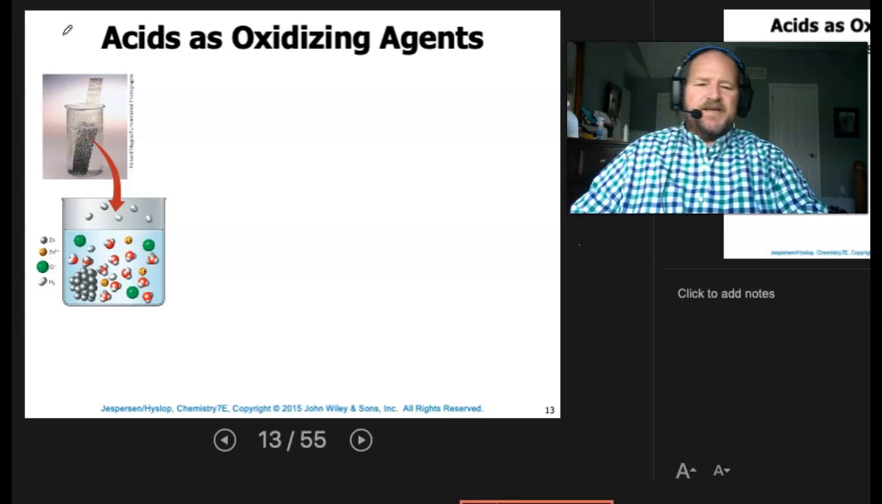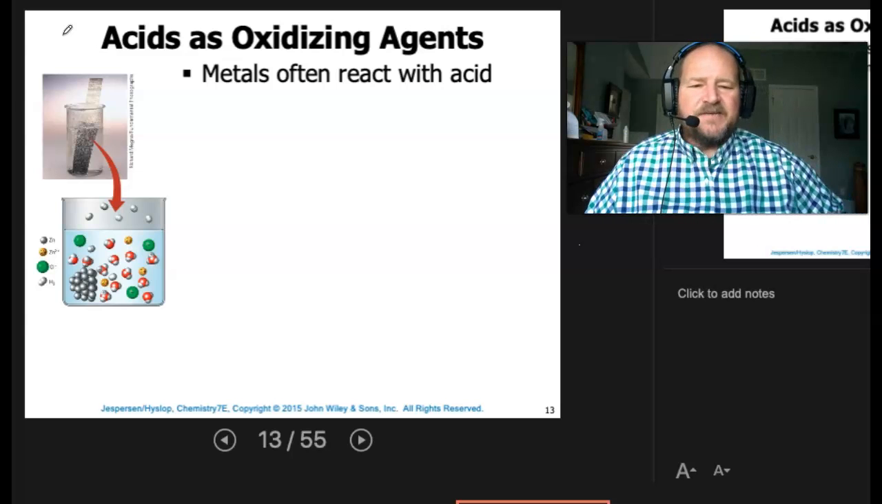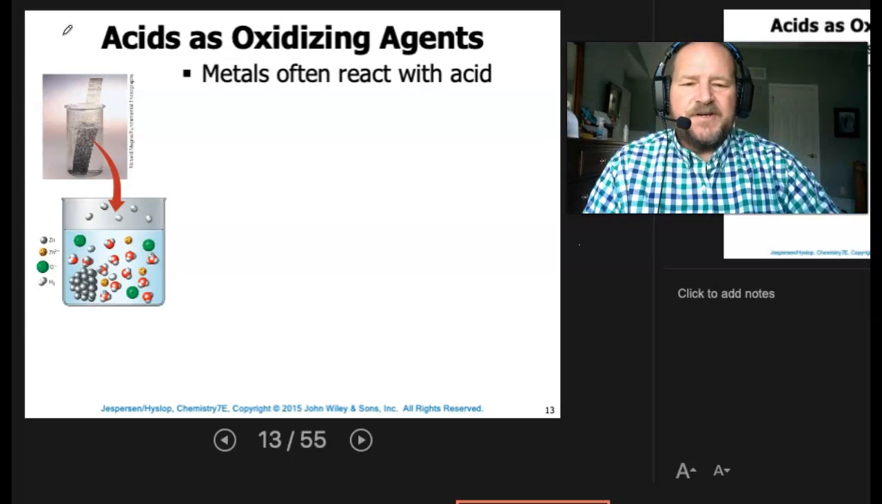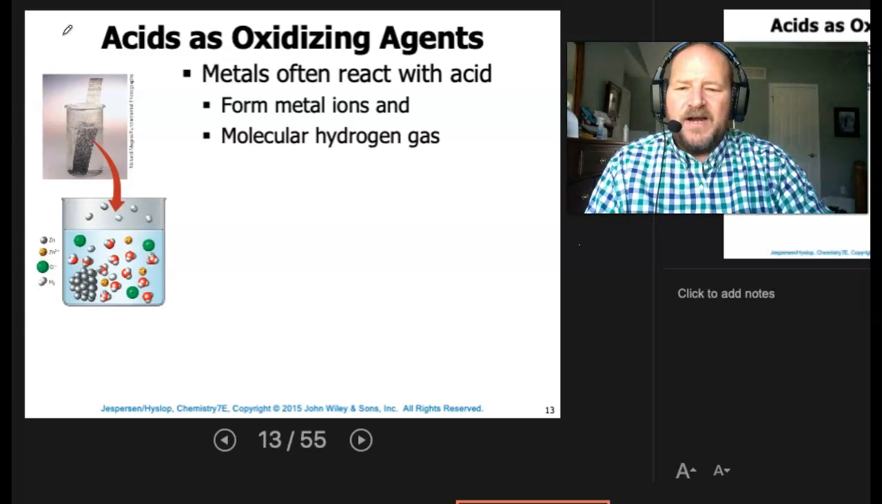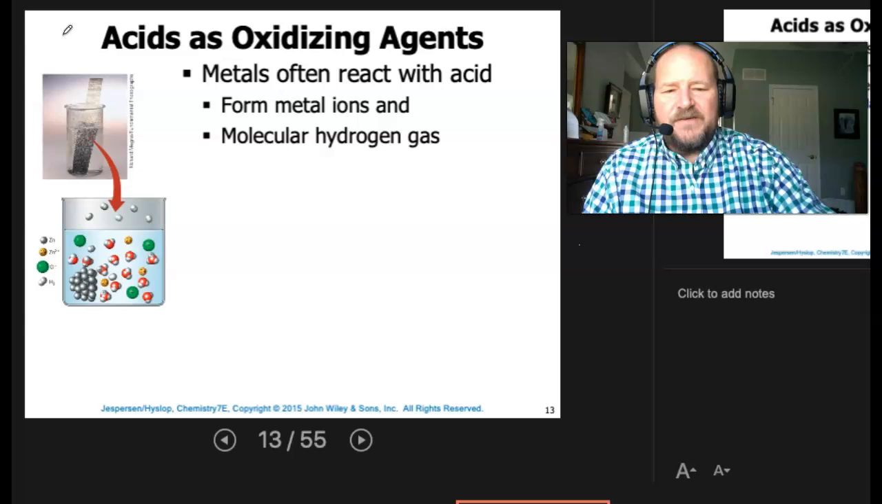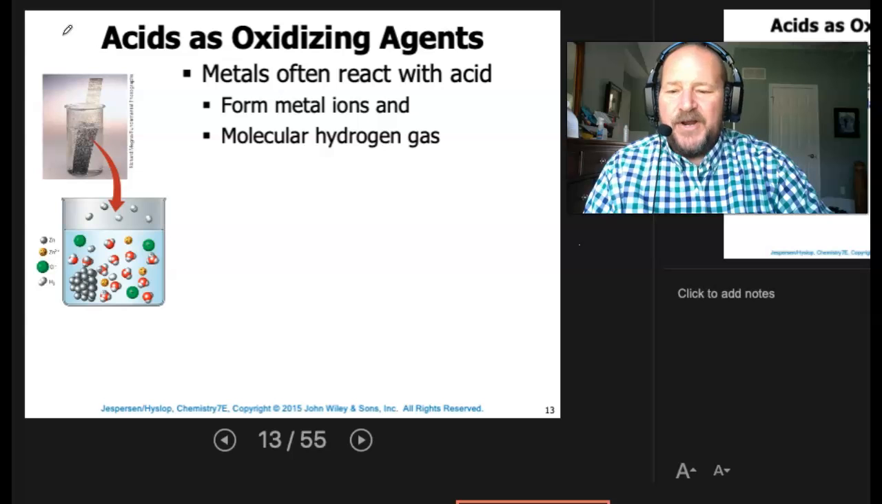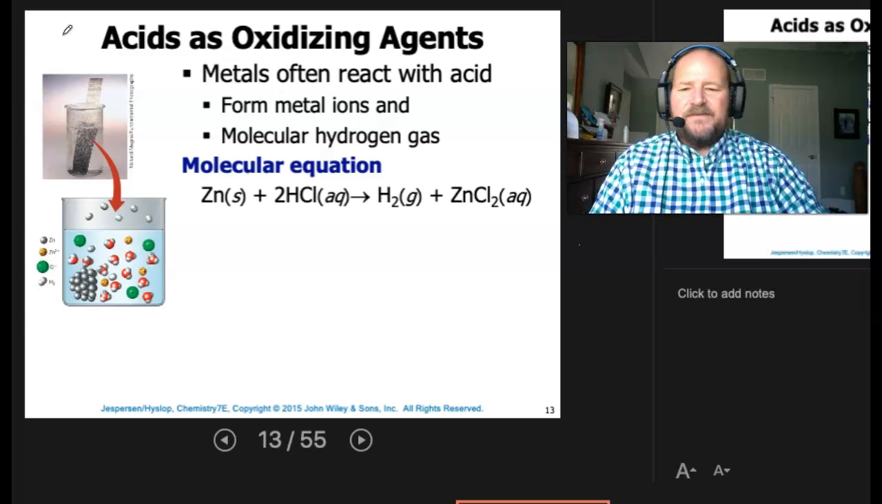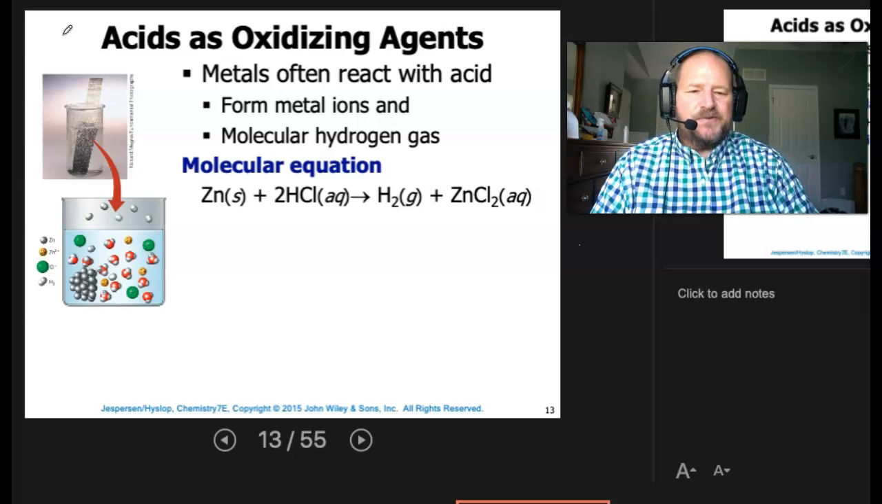All right, so acids as oxidizing agents. The fun stuff of this is taking a metal and reacting it with an acid. We actually had the opportunity to do that just recently. We took a piece of magnesium and reacted it with HCl, right? In that solution, we formed metal ions and, of course, hydrogen gas. If we had taken a light or a match and put that over top of the test tube, we would have gotten a nice little pop noise, which would have been the hydrogen gas burning, right? Now, the molecular equation, for instance, would be zinc plus 2HCl goes to H2 plus ZnCl2.